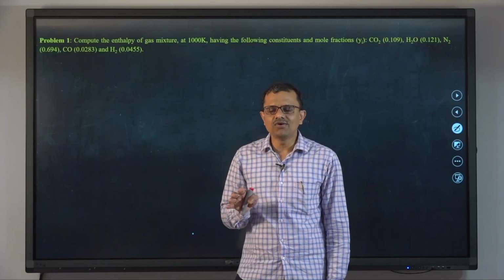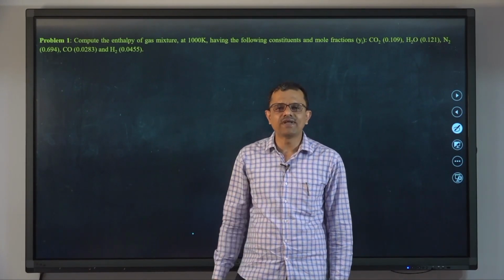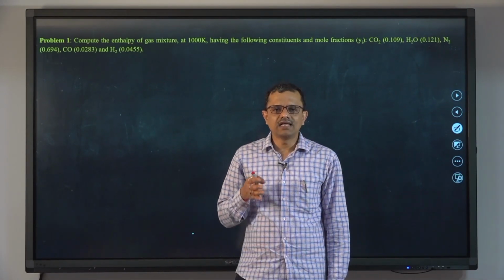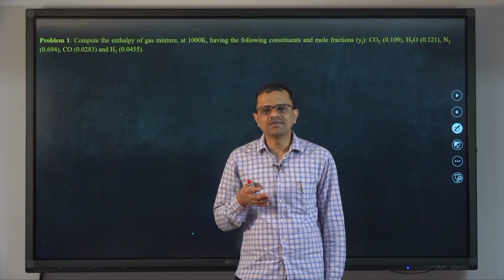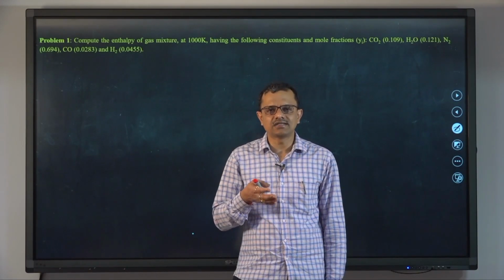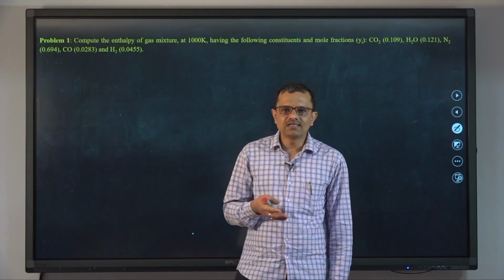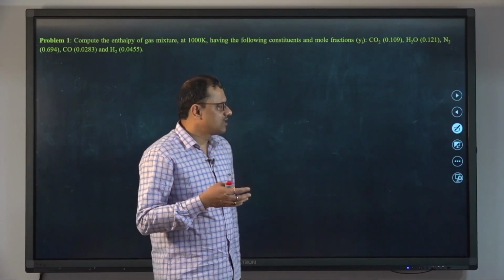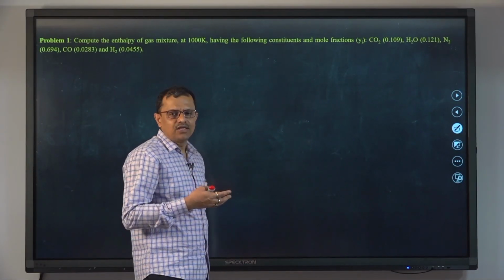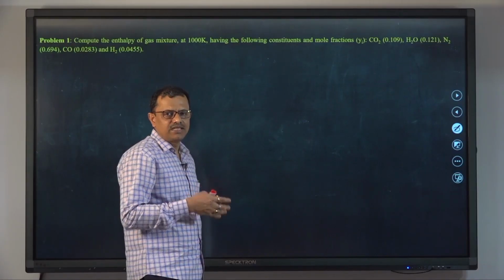So, knowing all these components and that too their mole fraction, we can estimate enthalpy of gas mixture which is at 1000 Kelvin. Now, let us use the property table to estimate the enthalpy of the gas mixture.